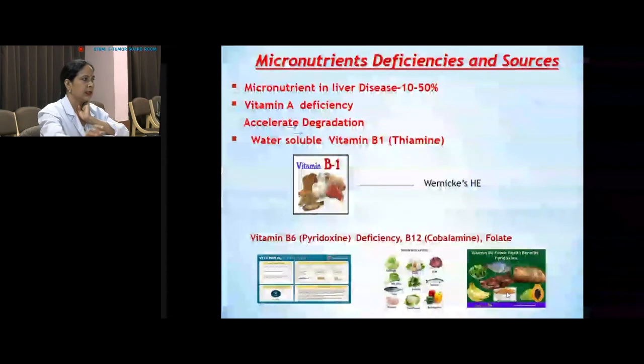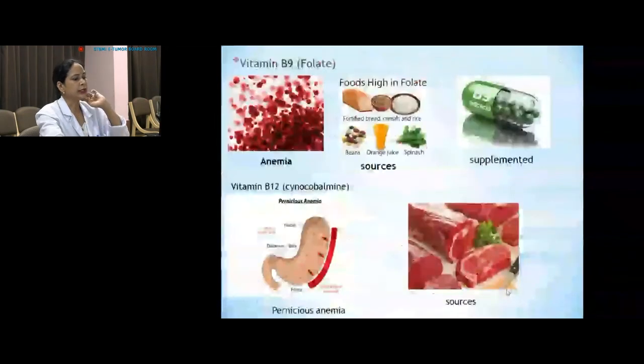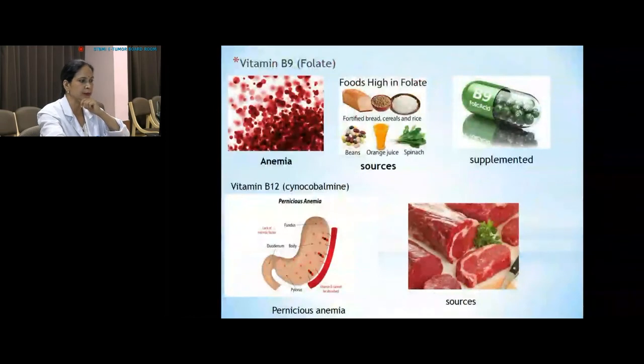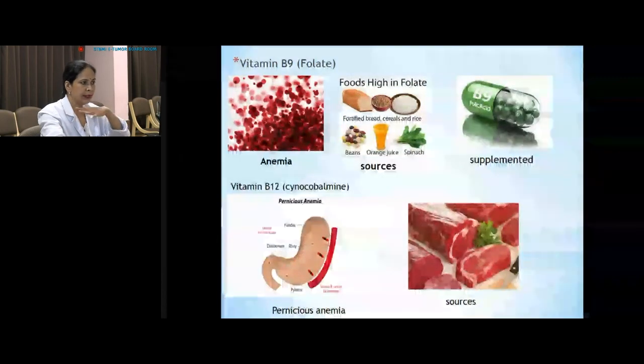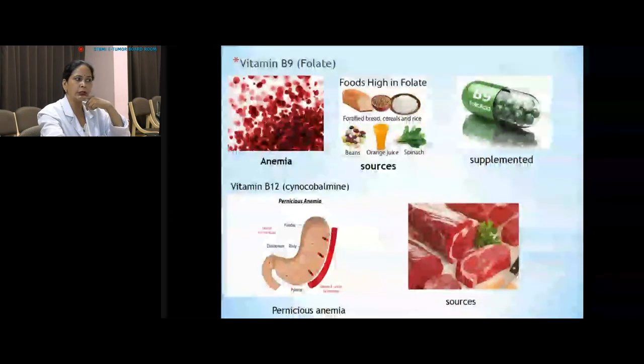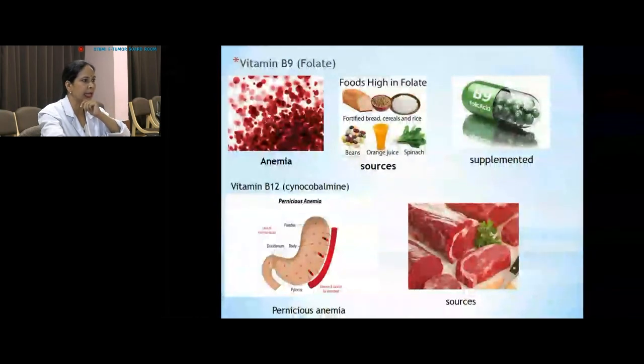B9, folate. So here you can see that the major B complex group is responsible for many deficiencies and leads to life-threatening conditions. So focus on the vitamin B complex like B1, B12, B6, B9. Folic acid is also responsible for pernicious anemia and normal anemia because of the cyanocobalamin and folate deficiency. So here you can see the major sources of folate.